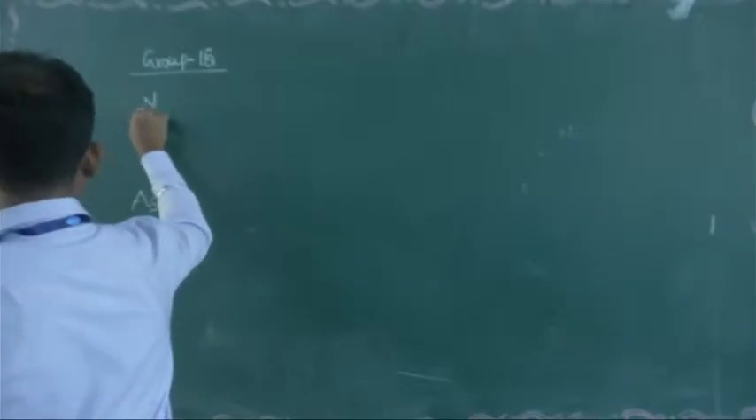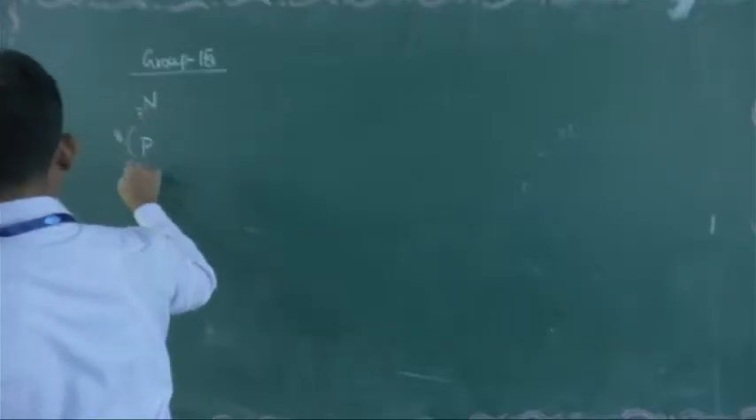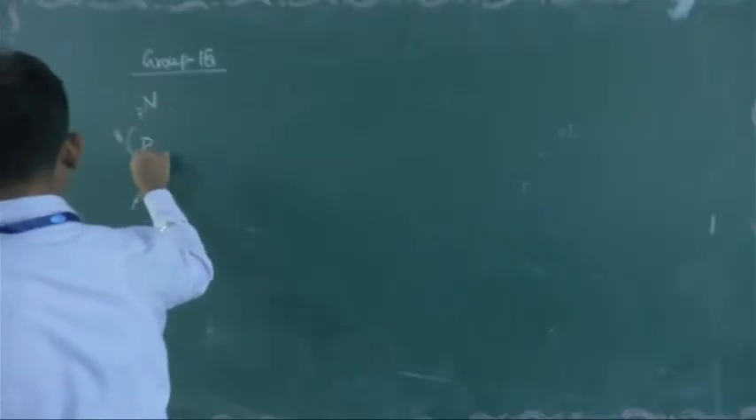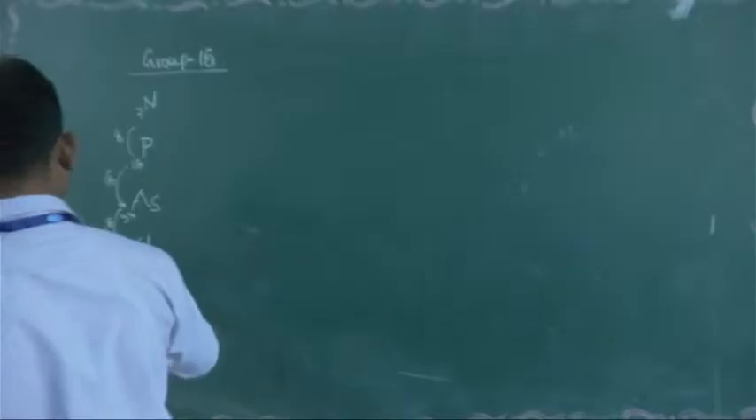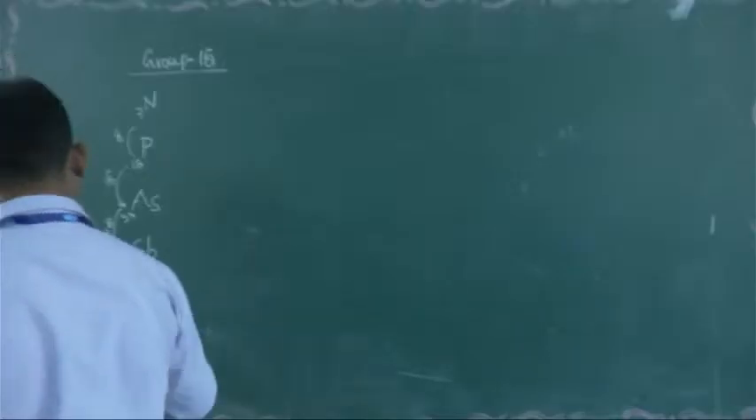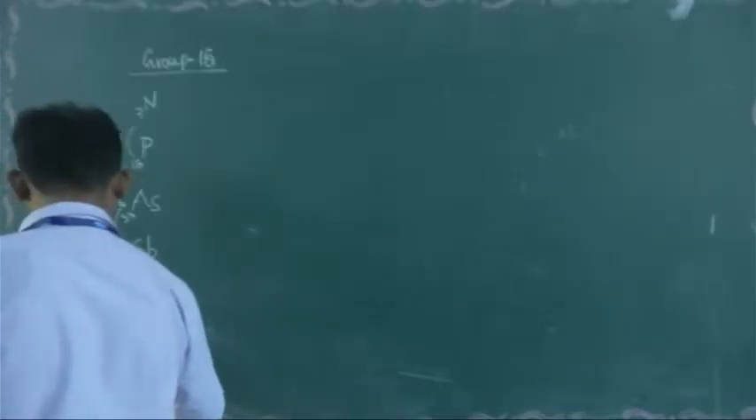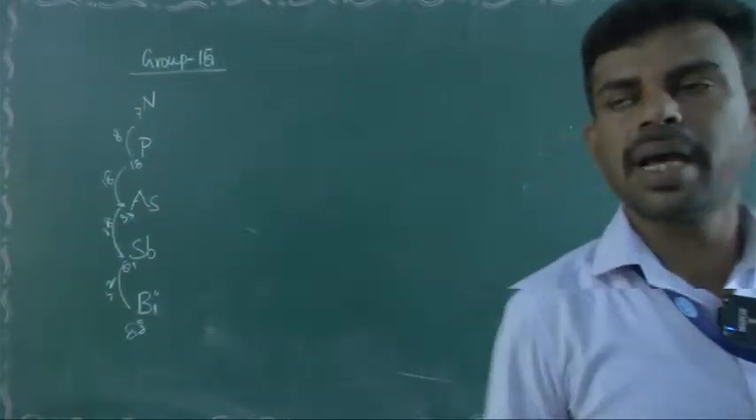Atomic number 7. இங்க இருந்து என்ன ஆட் பண்ணனும்? 8. அப்ப ஆட் பண்ணா 15. 16 அடுத்து. 18 ஆட் பண்ணா 33. நெக்ஸ்ட் 18 ஆட் பண்ணா 51. நெக்ஸ்ட் இங்க 32 ஆட் பண்ணா 83. Please note this. புரிஞ்சா?